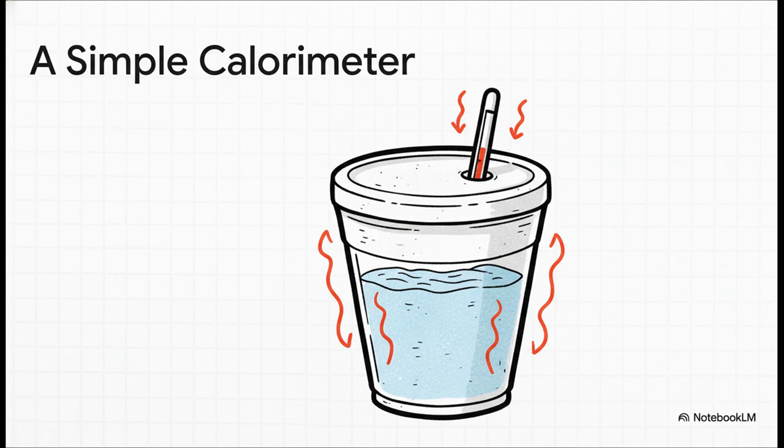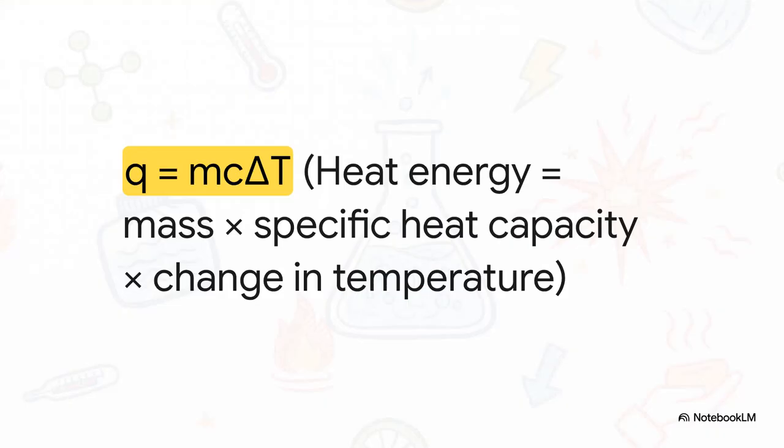Just a polystyrene cup to trap the heat, a lid to stop it from escaping, and a thermometer poked through the top. The whole idea is to trap the reaction and force all of its energy, whether it's giving it off or sucking it in, to affect a specific amount of water that you've put inside. This is the key equation that makes it all work. Q equals mc delta T.